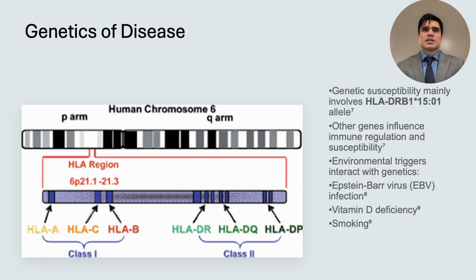So genetics play a significant role in disease susceptibility. The most strongly associated gene is HLA-DRB1*1501, although many other genes contribute to immune regulation. Environmental factors interact with genetics to trigger disease onset. Common triggers include Epstein-Barr virus infection, vitamin D deficiency, and smoking.